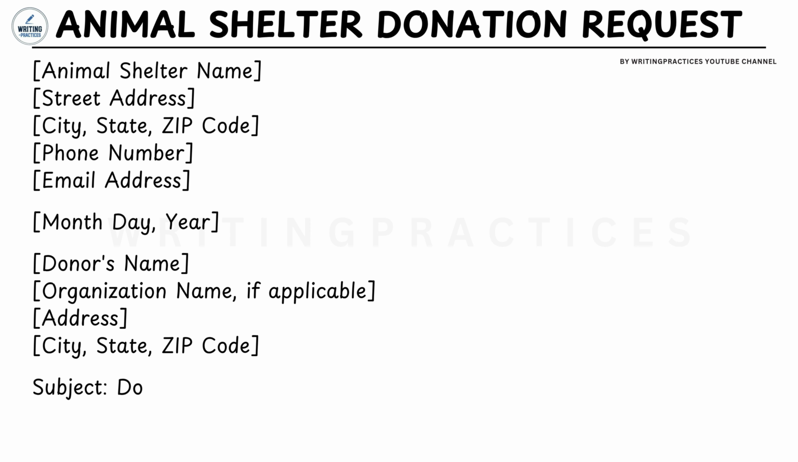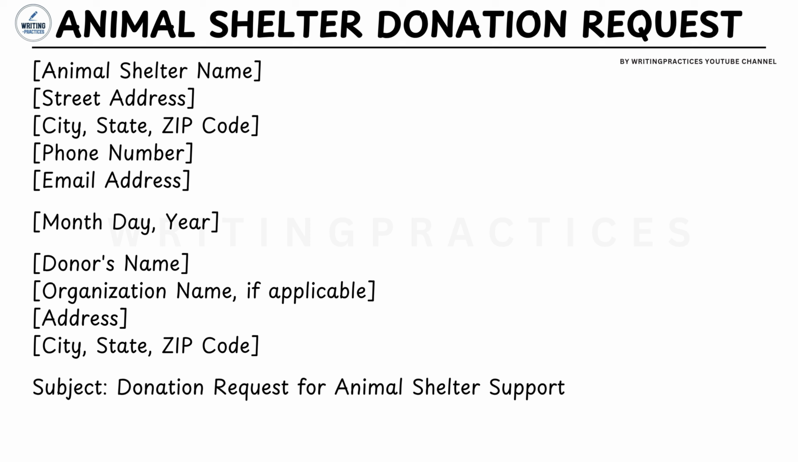Subject line. Now write a clear subject line. For example, subject, donation request for animal shelter support. The subject immediately informs the recipient about the purpose of the letter. A direct subject line helps ensure the request is understood from the beginning. Salutation. Address the recipient professionally. For example, Dear Ms. Collins, this creates a respectful and professional opening. Using the recipient's correct name shows courtesy and professionalism.